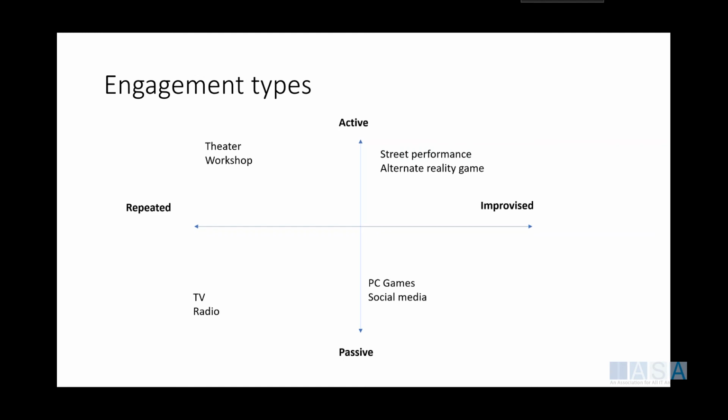On the other side, we could have very active receivers with improvised communication, and this is about street performance and alternative reality games. This engages you much more, because you will be active on one side, and also you will be surprised by the communication which you get. So this is very important to understand: what type of communication you are providing, how you communicate it, and who the receivers are will have a huge impact on how the engagement looks from your point of view.